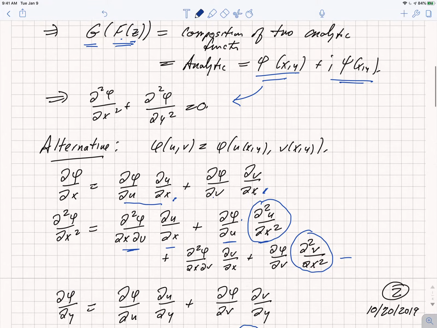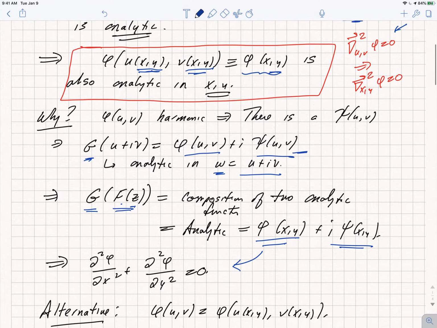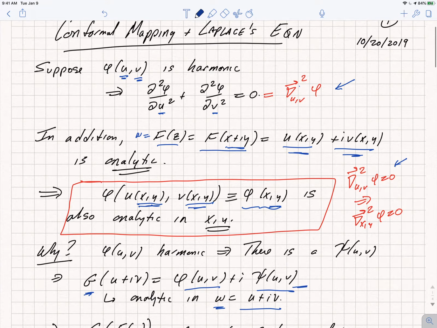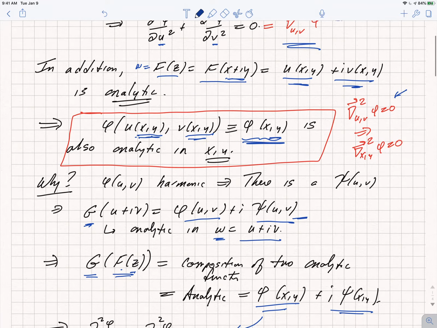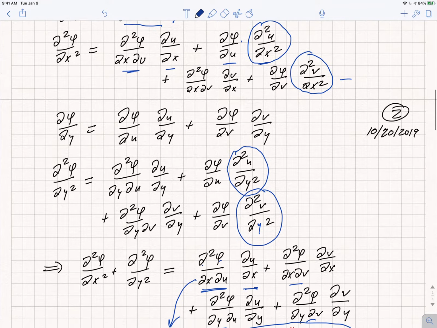We wanted to show that if I started out with a function which is harmonic in u and v, and I express each of these terms, u and v, in terms of the real and imaginary parts of an analytic function, then viewed as a mapping from the original xy plane, it's still harmonic.